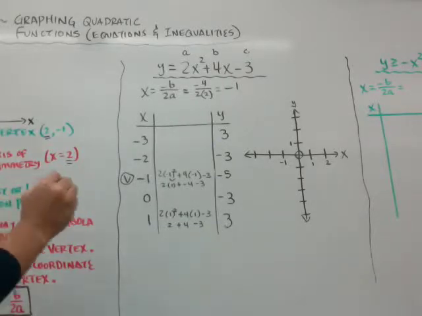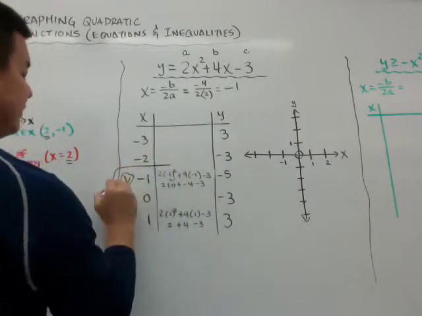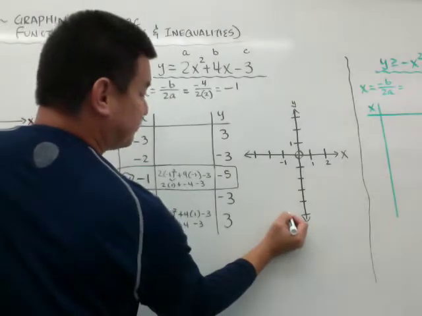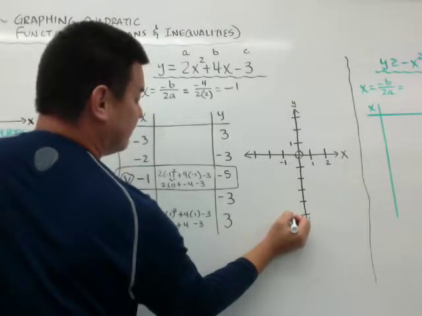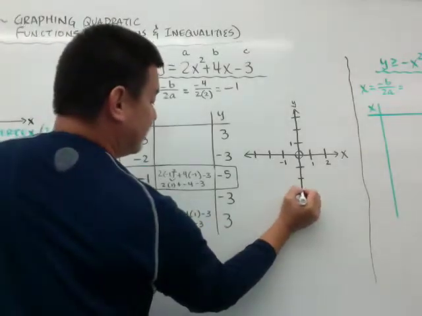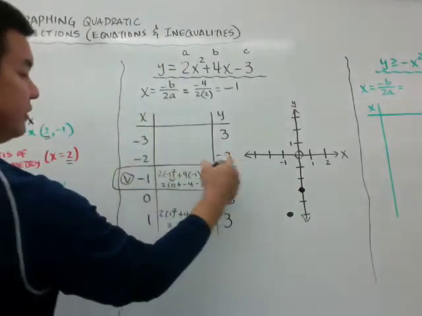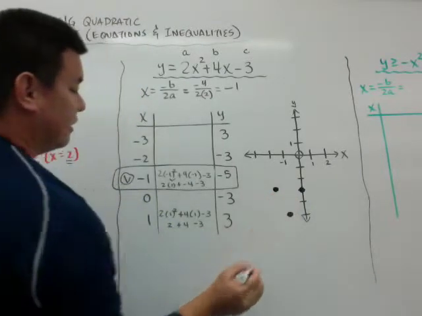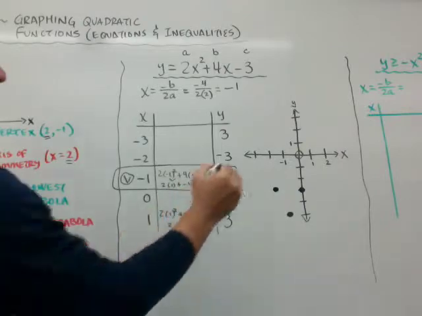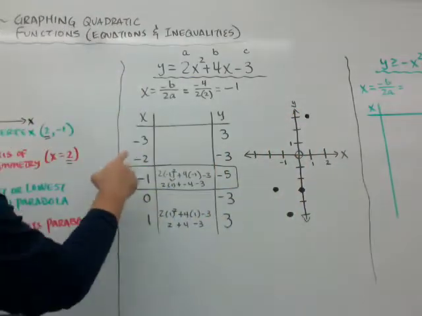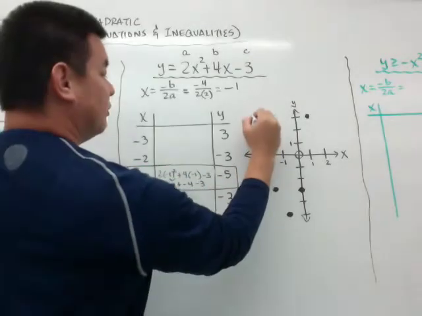Okay, so always start with your vertex. You can see that this is my vertex here, and then go out 1 point and 1 point. So the point (-1, -5) goes here. That's my vertex. (0, -3) would be here, and (-2, -3) would also be here. And then (1, 3) would be way up here, and (-3, 3) would be way over here.